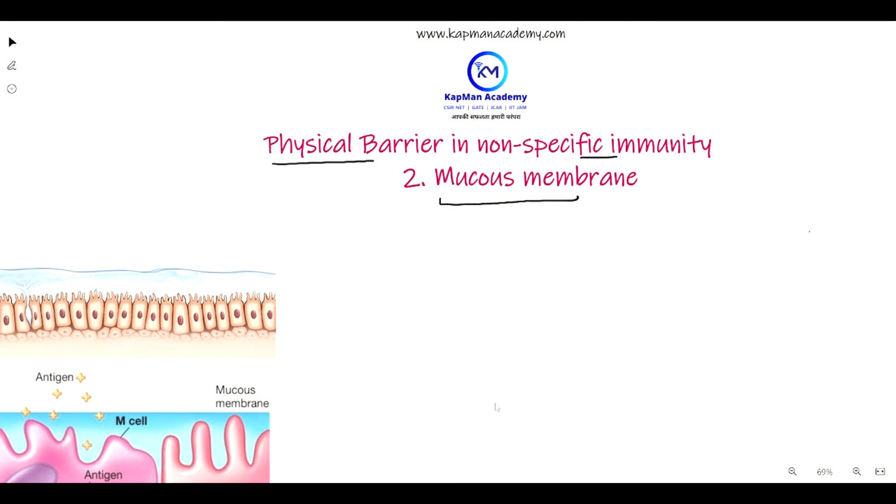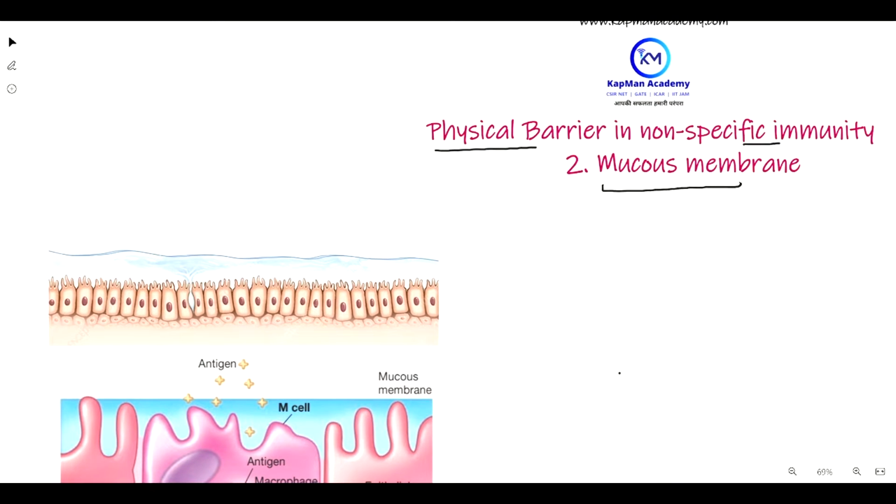Today we are going to talk about another physical barrier which plays a very important role in non-specific immunity, and that is your mucous membrane. As you can see here in the image, the mucous membrane is a slimy layer present above your cells. This layer is present in the eyes, the respiratory system, the digestive system, and the urogenital system. It has the capability to withstand microbial invasion.